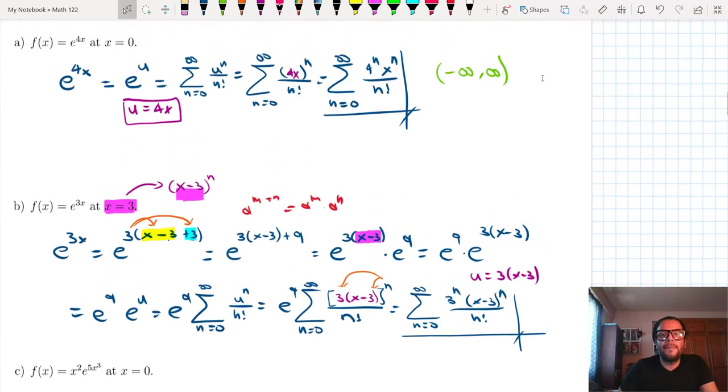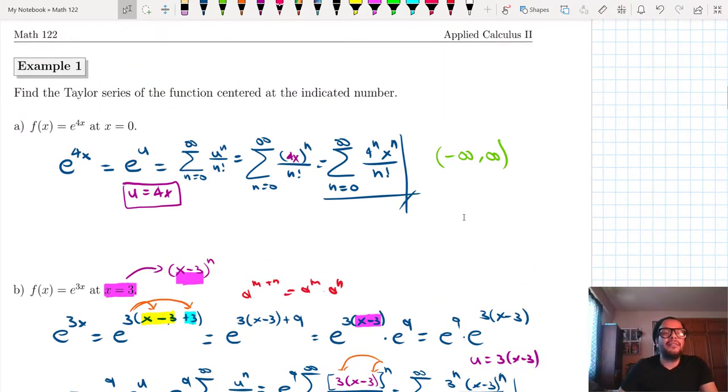Okay. Now look at letter A. That is the same one that we did in the previous section, and compare this final answer. You will find out that it's exactly the same.